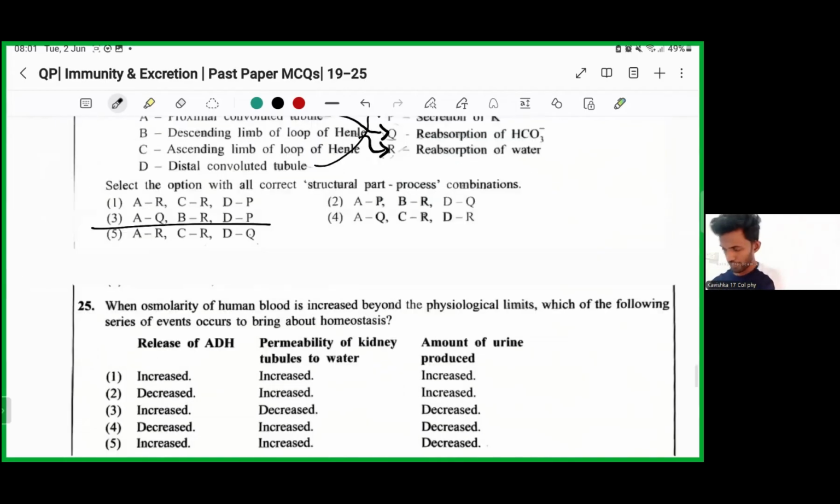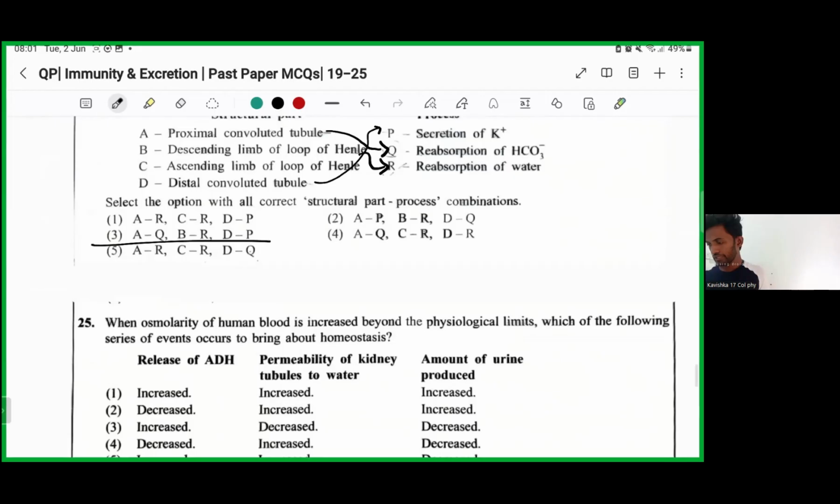Okay, so if you're not familiar with this enough, pages 229 and 230 are given, and make short notes. Note what is reabsorbed and what is secreted in the proximal convoluted tubule, then in the loop of Henle, what happens in the descending limb and the ascending limb, the active and the passive. Make a small chart, then it will be easy for you in the last few days before the exam also. Right.